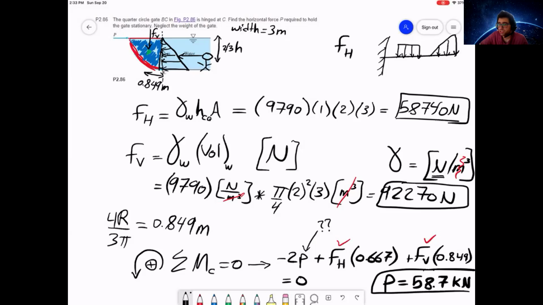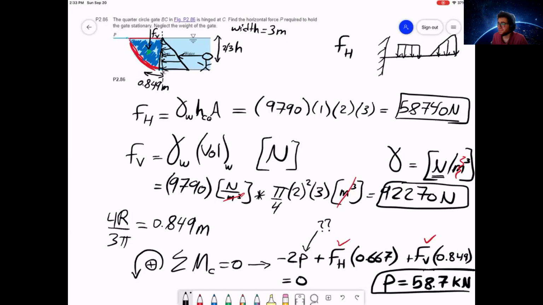And that's how you approach a problem with a curved surface. You have to split it. Otherwise, it's going to be tough to do. And sometimes you need a computer program to do it. But if you have a curved surface, split the force. You have a vertical force coming from the weight, and you have a horizontal force coming from hydrostatic pressure. I think you can do 90% of the problems with a curved surface using this approach, really.